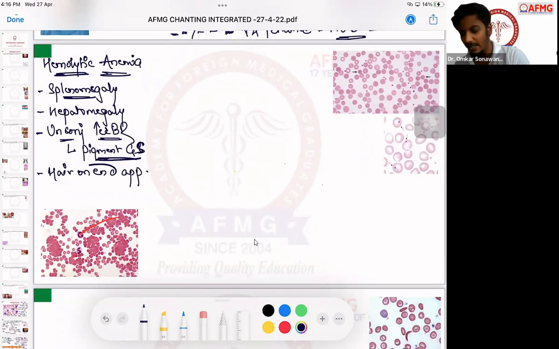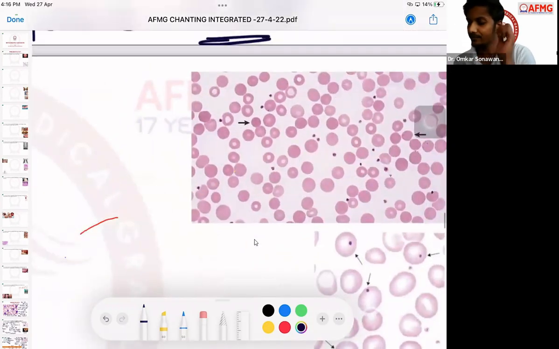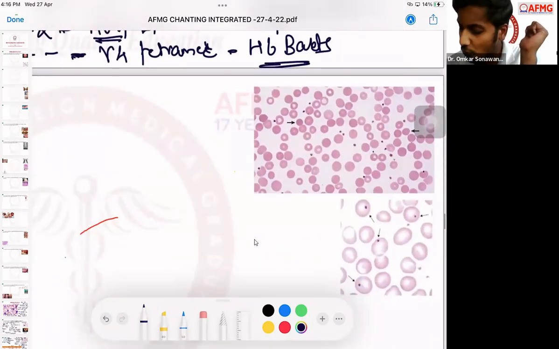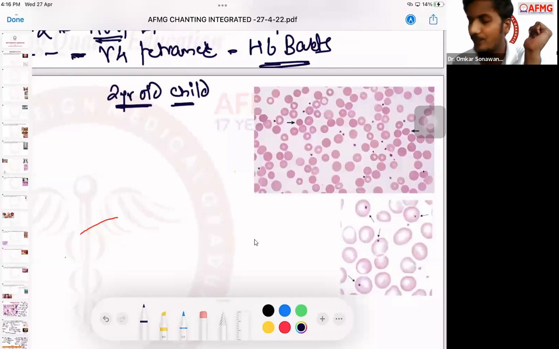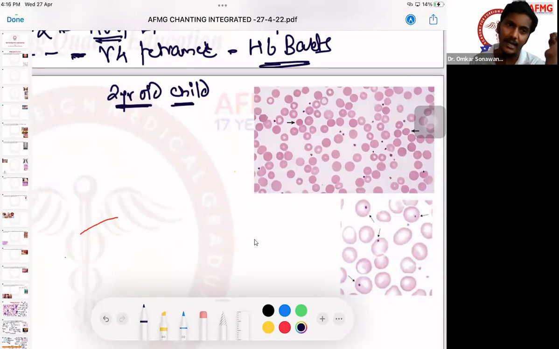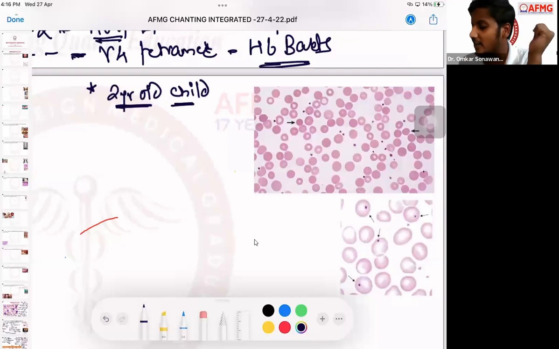No issues with this, anybody? Now talking about one more hemolytic anemia. Here, guys, I have a 2-year-old child coming to me with features of anemia. That means there is pallor, fatigue. On workup or investigation, there is low hemoglobin count, low RBC count. And on peripheral blood smear, this kind of a picture is seen.